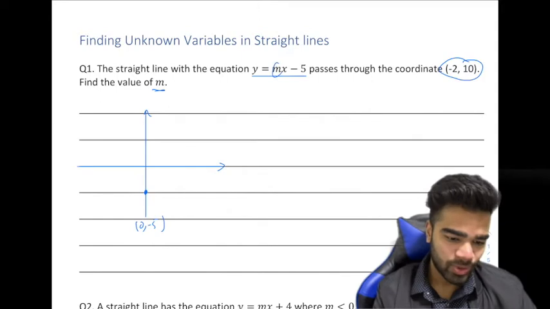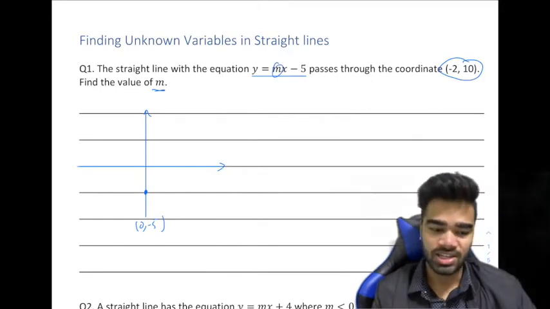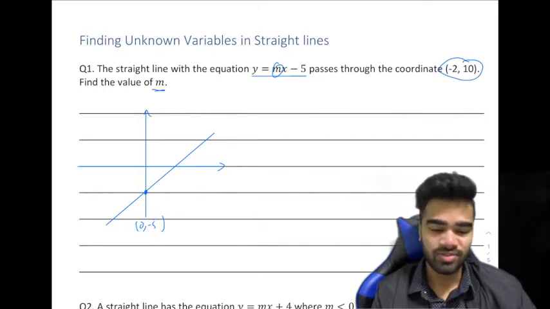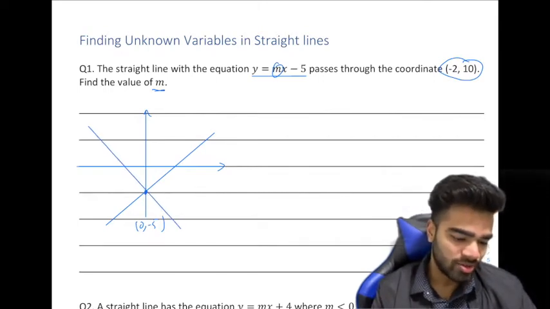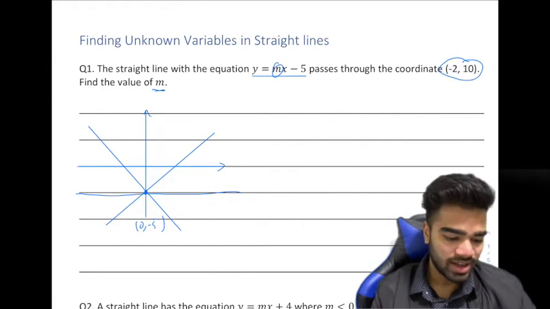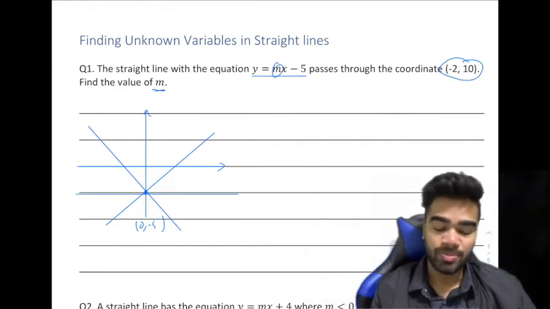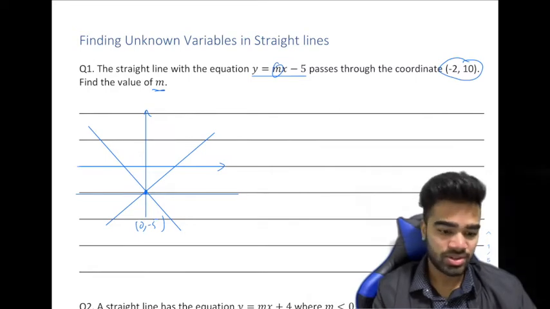And what's m? Well, m is a variable. M is a thing that can change, right? So what's happening with this line is it has to go through the y-intercept, which is 0, negative 5. But the gradient can be anything. So we could have a positive gradient, negative gradient, a flat gradient, right? So you can see the gradient can be anything depending on the value of m. Okay, so the gradient is the variable.